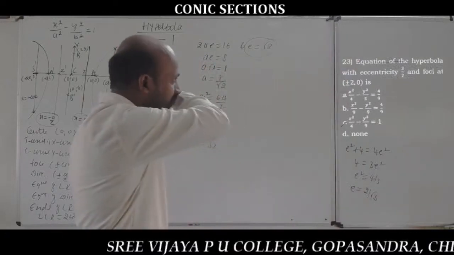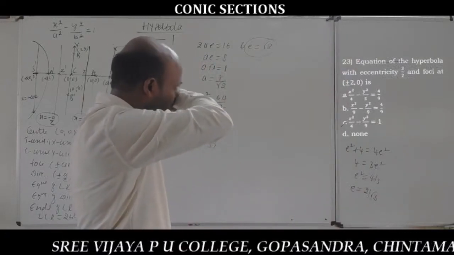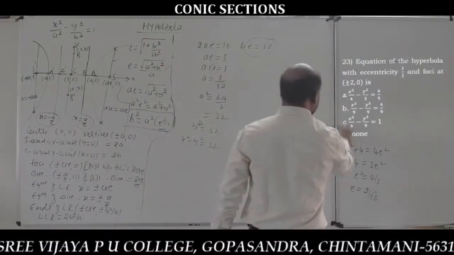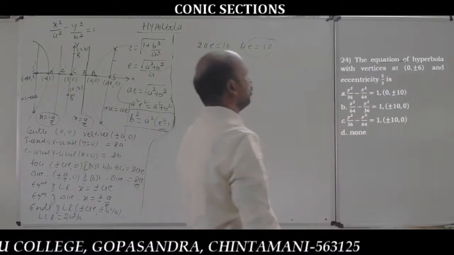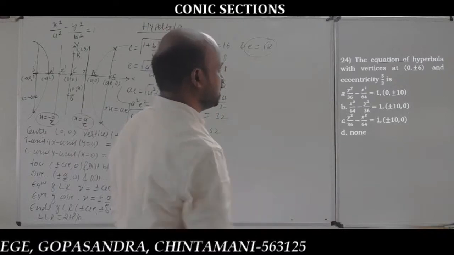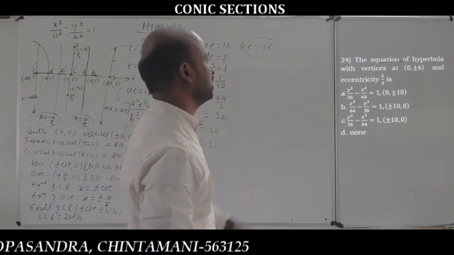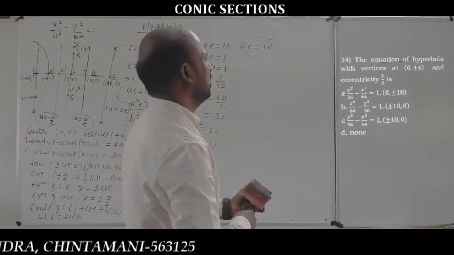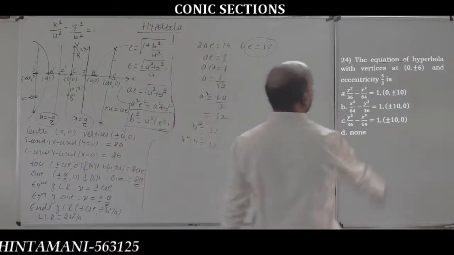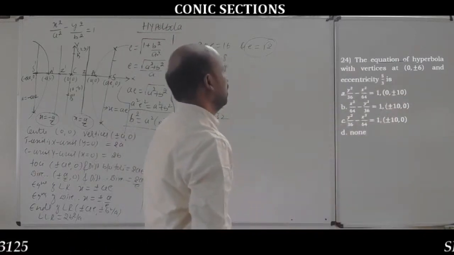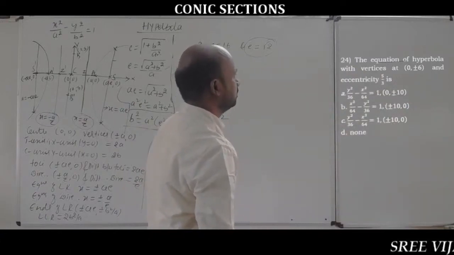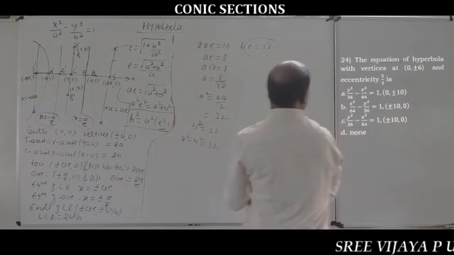Equation of hyperbola with eccentricity 3 by 2 and foci at plus or minus 2 comma 0. Similar is there. Let's solve the next one. Equation of hyperbola with vertices 0 comma plus or minus 6 and eccentricity 5 by 3. Okay, equation of hyperbola with vertices and eccentricity.